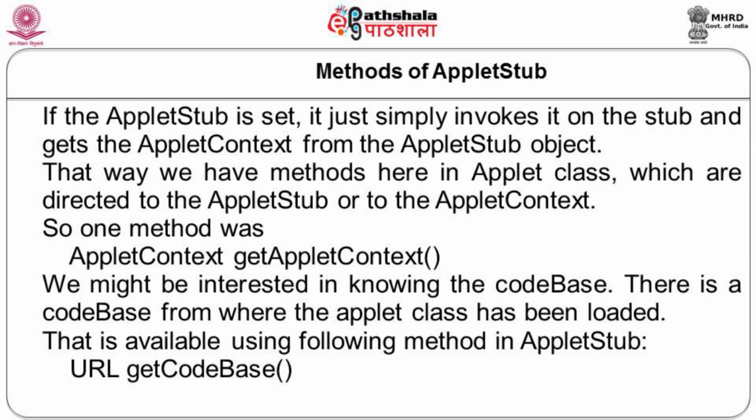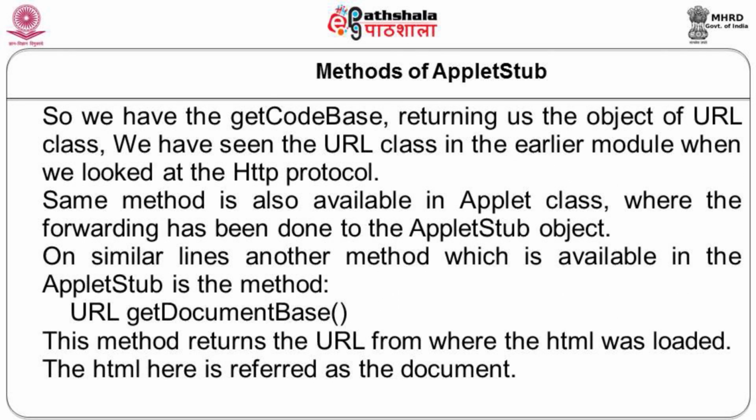Another method, yes, we might be interested in knowing the code base, the place from where the applet class has been loaded. That is available to us as a method called getCodeBase. So we have getCodeBase returning us an object of the URL class. I think we have seen the URL class when we looked at the HTTP protocol. Fine. So that URL class is what is returned by the getCodeBase method in the applet stub. Same method available in the applet class. The forwarding has been done here also.